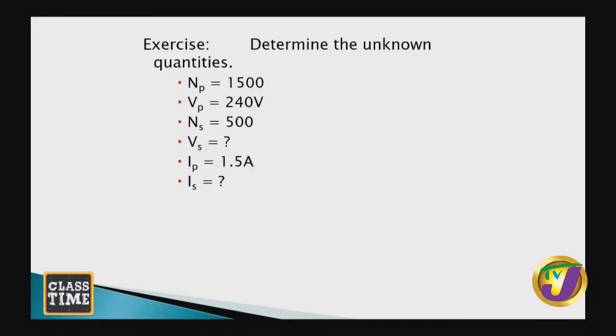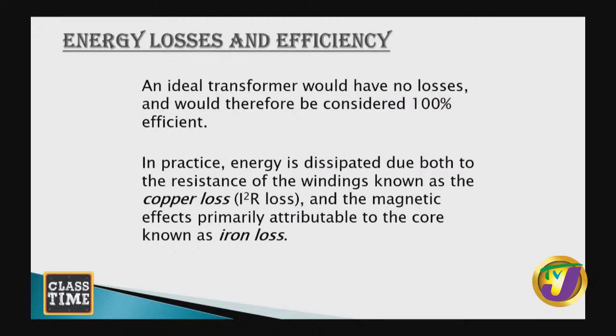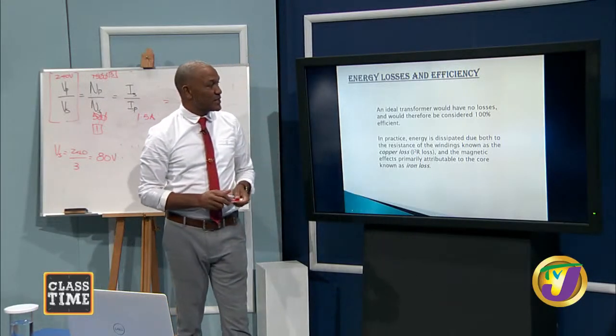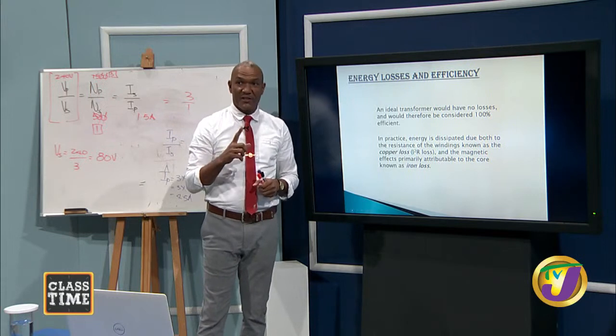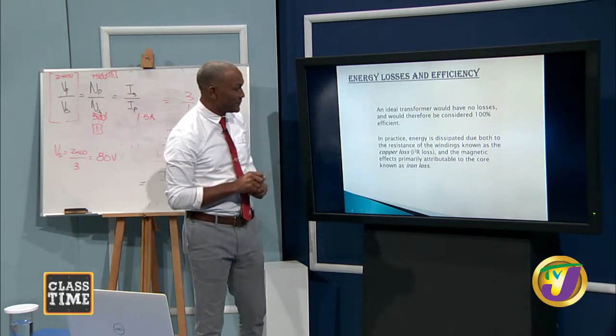Energy losses and efficiency. Because current is flowing, we're going to be losing some form of energy. Because current is flowing, we lose energy through what is called heat loss. All right. An ideal transformer, theoretically it is real, but practically you might have some form of differences. An ideal transformer can be considered as 100% efficient.